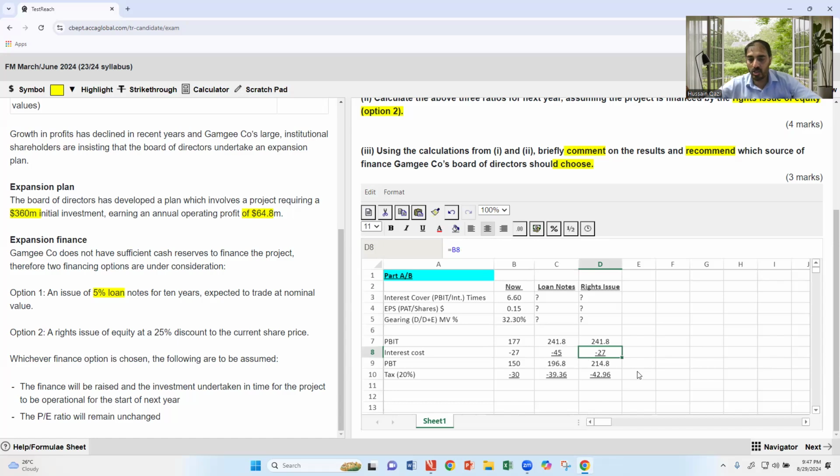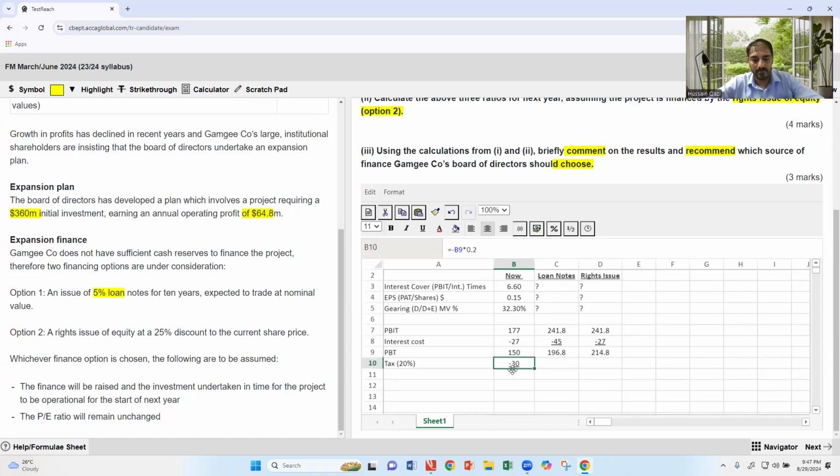For equity rights issue, there will be no change of the interest, remains same. After that, that's profit before tax, and then a simple calculation of the taxation. That's minus 30. Just apply the 20% on this 150. Calculate smartly. For example, 150 into 0.2 and here the minus, that is minus 30.